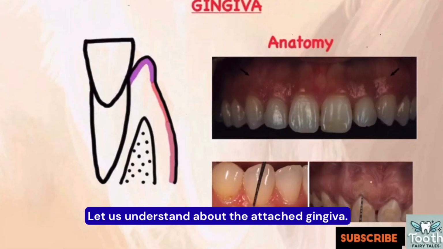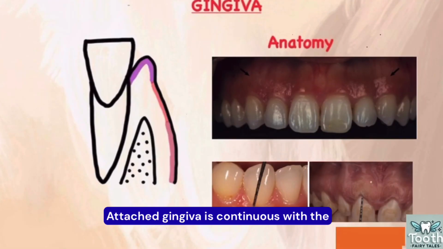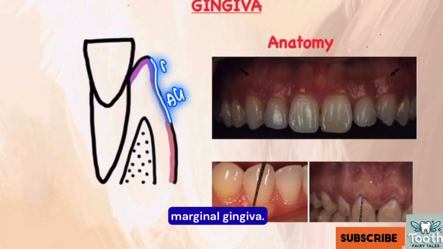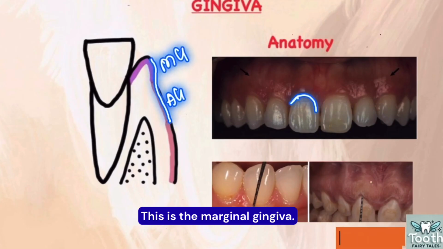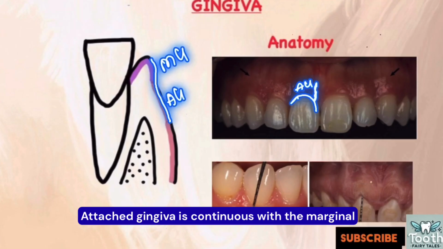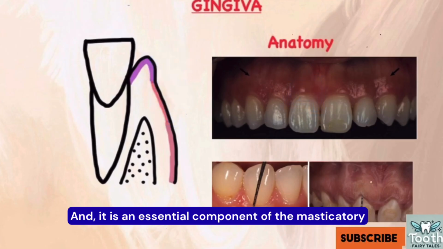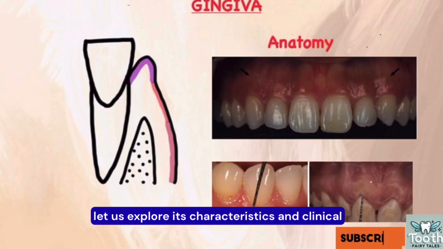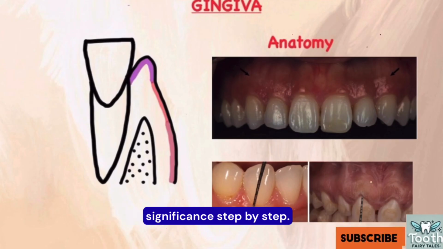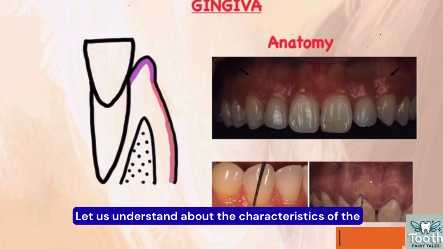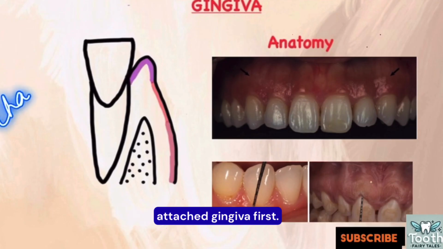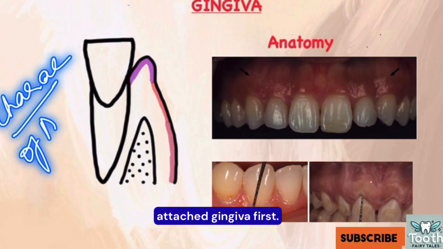Let us understand about the attached gingiva. Attached gingiva is continuous with the marginal gingiva. This is the marginal gingiva. Attached gingiva is continuous with the marginal gingiva and it is an essential component of the masticatory mucosa. Now let us explore its characteristics and clinical significance step by step. So let us understand about the characteristics of the attached gingiva first.